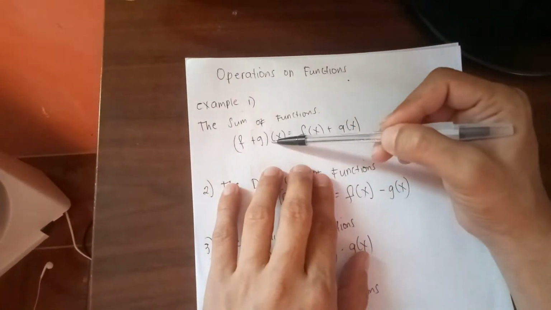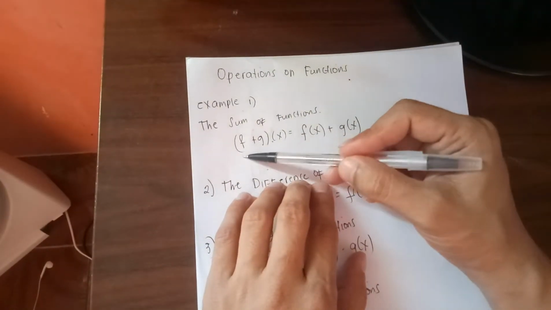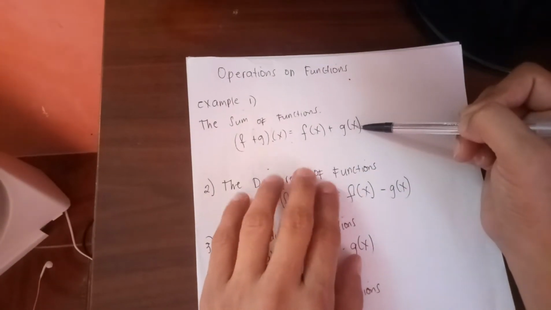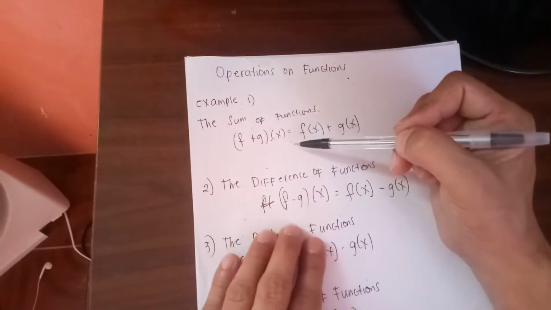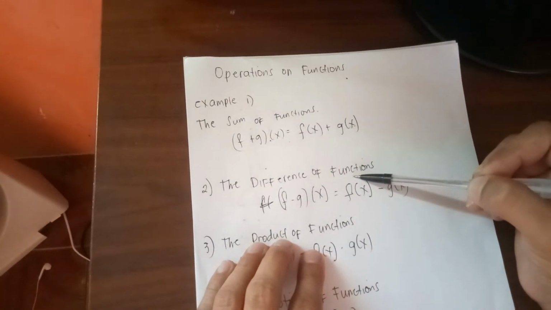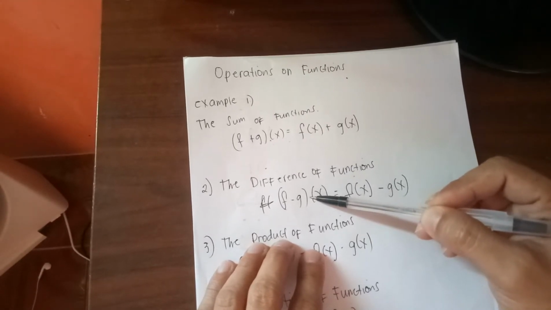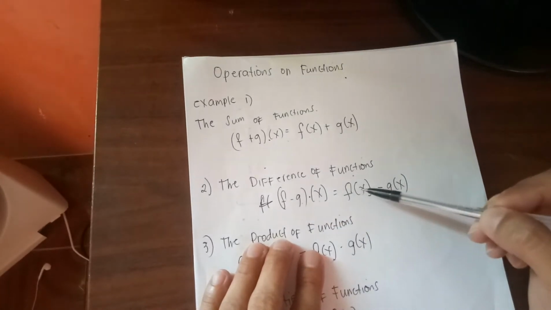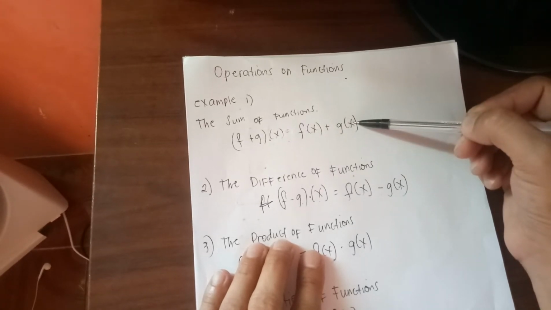If f and g are functions, then their sum is the function defined as f plus g of x is equal to f of x plus g of x. It is just like the expansion of this expression. Okay, so in number 2, the difference of functions. If f and g are functions, then their difference is the function defined as f minus g of x is equal to f of x minus g of x. Okay, so same with number 1.